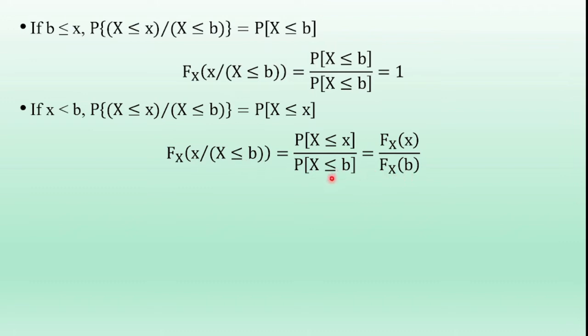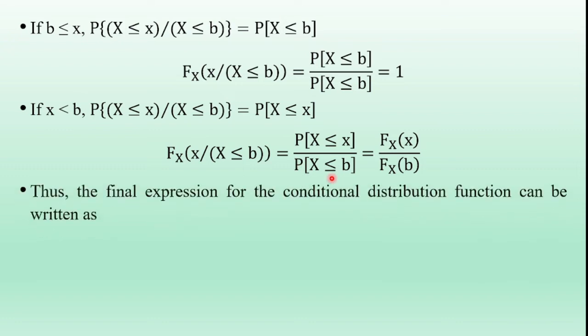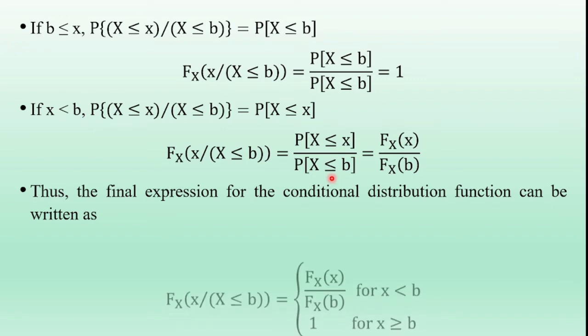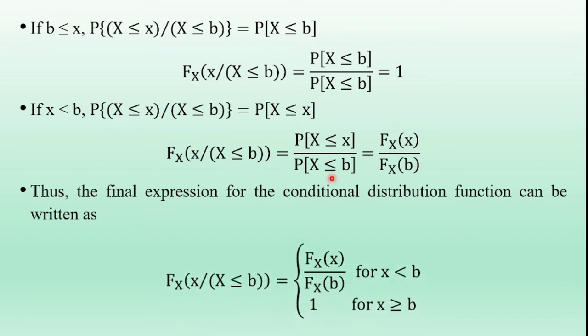Finally, the conditional distribution function can be written as F_X of x by X less than or equal to b is equal to F_X of x divided by F_X of b for x less than b, and F_X of x by X less than or equal to b is equal to 1 for x greater than or equal to b.